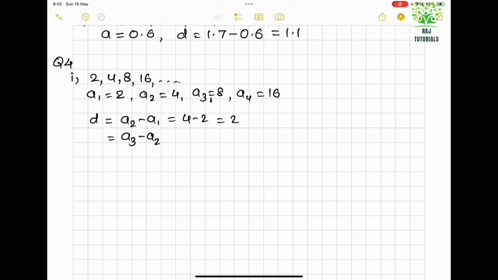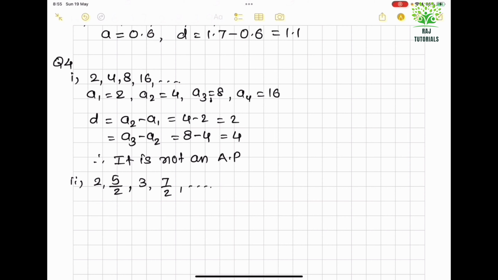A3 minus A2, 8 minus 4, so that is 4. So see, difference is not coming same. So here only I can say, therefore it is not an AP. If it is not AP, I don't need to find A and D. But if it is an AP, I need to find that. So second one is 2, 5 by 2, 3, 7 by 2, and so on.